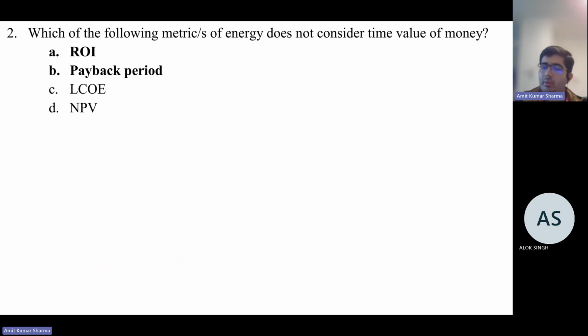So question number 2 is: which of the following metrics of energy does not consider time value of money? ROI, payback period, LCOE, NPV. Time value of money is a very important term, and first of all you should know what it is. The options are return on investment, payback period, levelized cost of electricity (LCOE), and NPV, net present value. So take 2 minutes and let me know the answer.